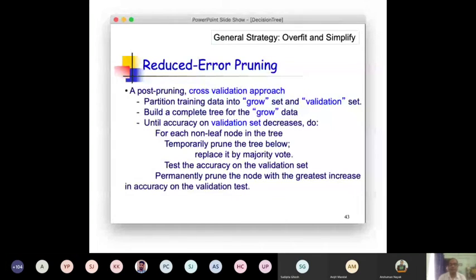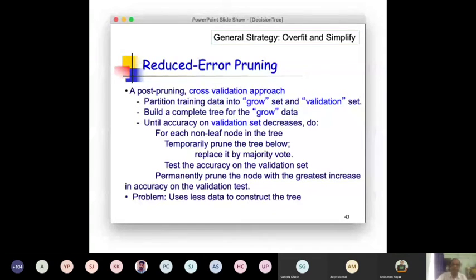If you find that you have an increase in the accuracy, with the greatest increase in the accuracy on the validation set, so you may have different nodes. The problem is that it's a chicken and egg problem, because when you are pruning some node, the effect of other nodes is not pruned. Now you may have several such pruning options. So you have to prune that node which has the greatest increase in accuracy on the validation set. And then you can iterate this process.